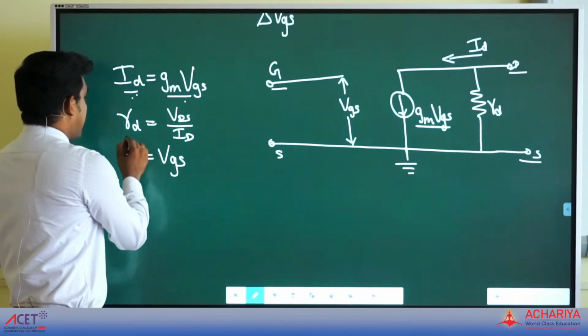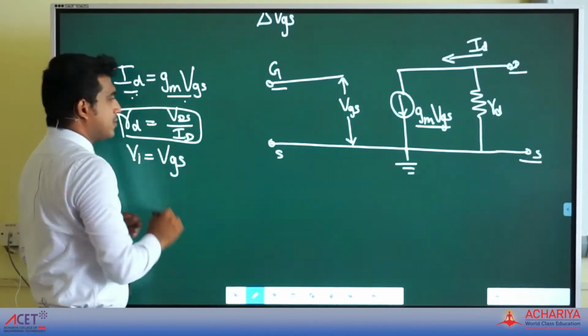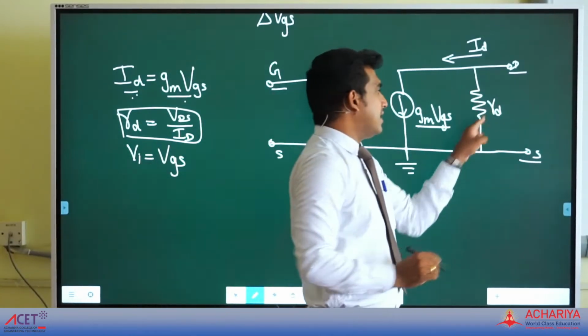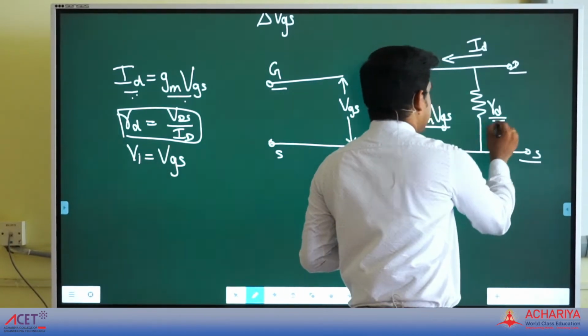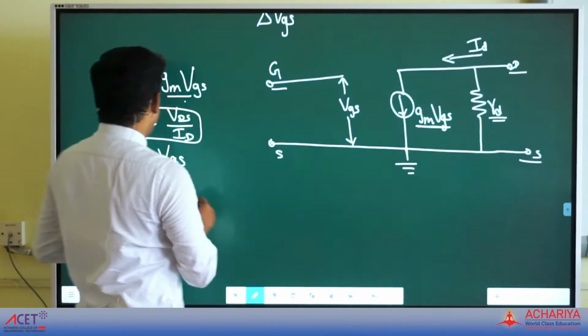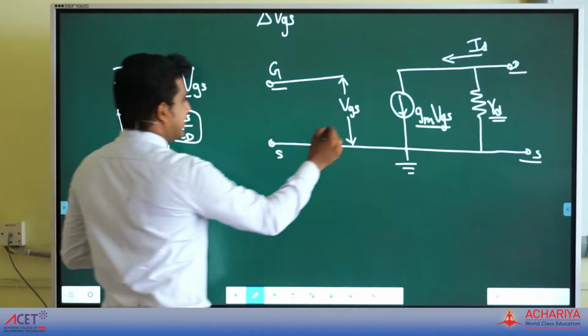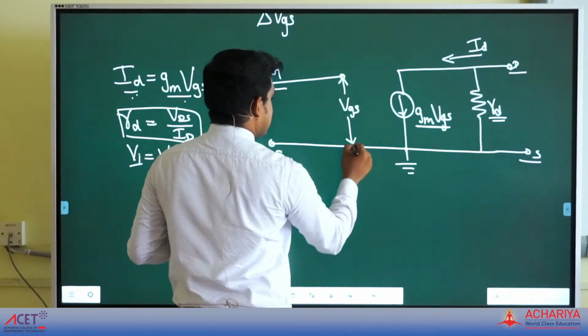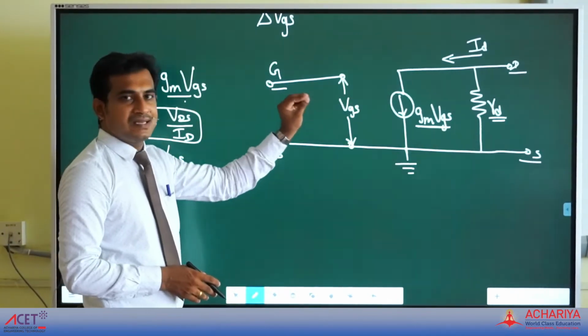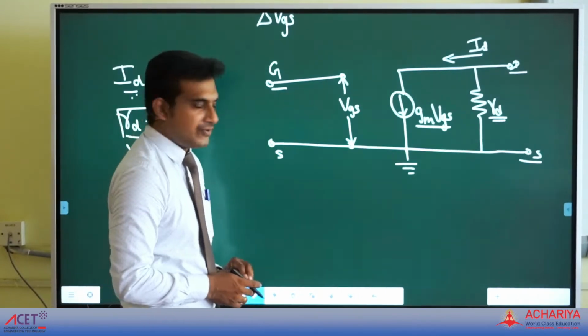And another parameter we are considering on the output side is rd, the internal resistance. That rd is represented here in the equivalent circuit. And the input voltage Vi is represented as VGS here. Very simple. This is the equivalent hybrid model for the field effect transistor.